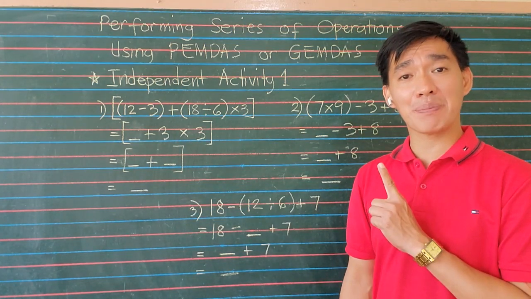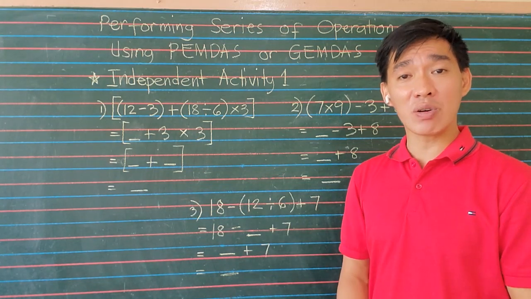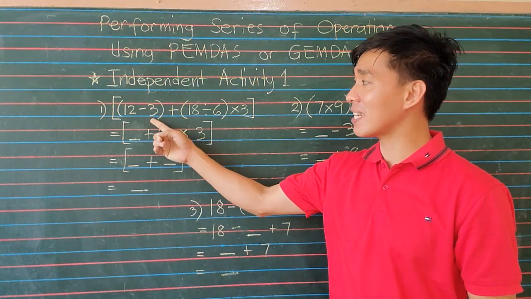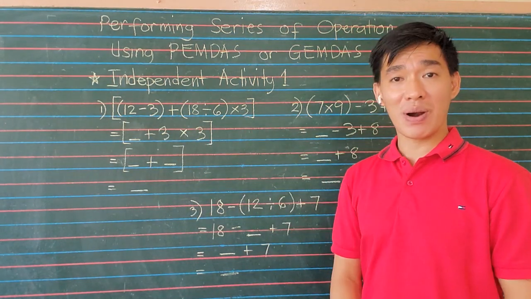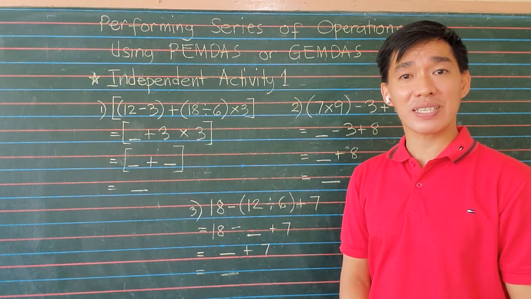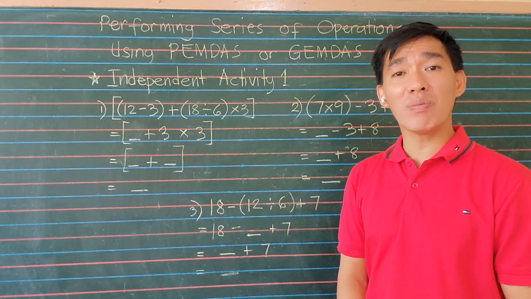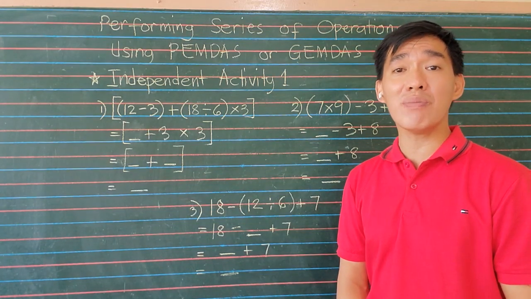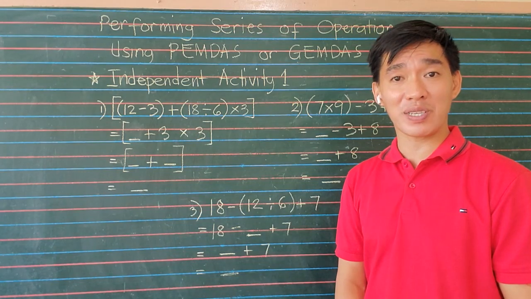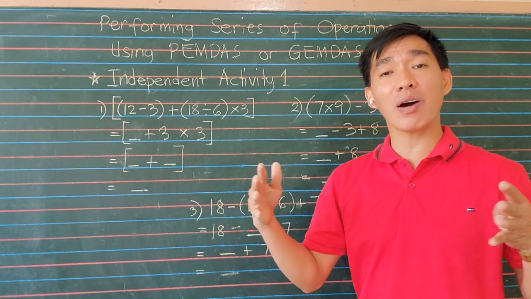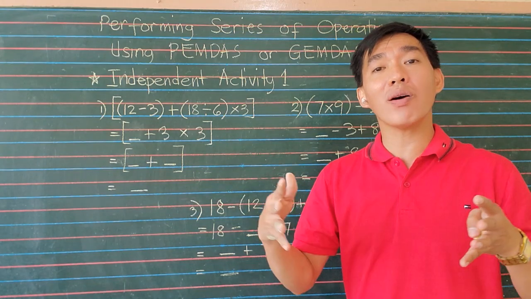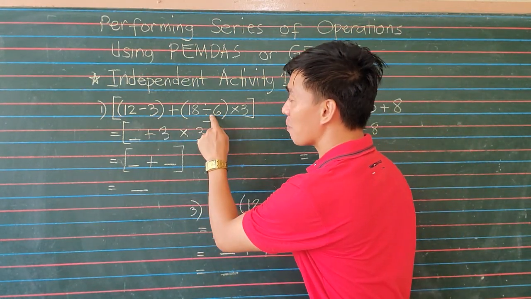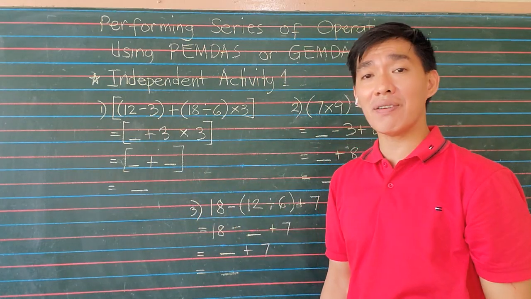The first step is to check if there's a grouping symbols or parentheses. In this case, we do have parentheses and at the same time we do have bracket. So which should be done first? In case that there are 2 or more grouping symbols, you always have to remind yourself to do the innermost grouping symbols first ahead and going outside or innermost to outermost order. So in this case, what is inside are the parentheses. So parentheses should be done first.